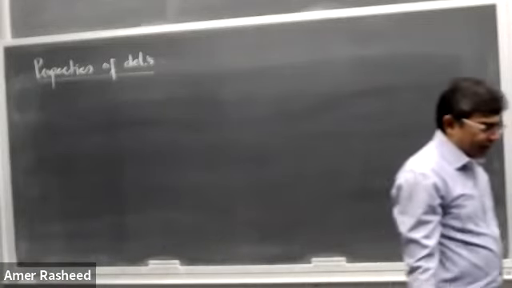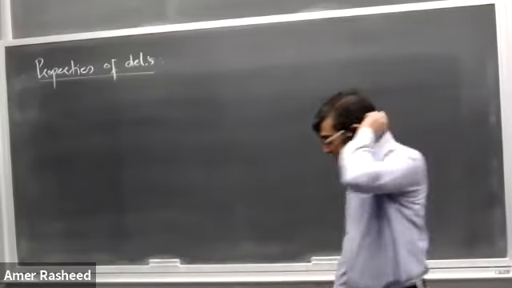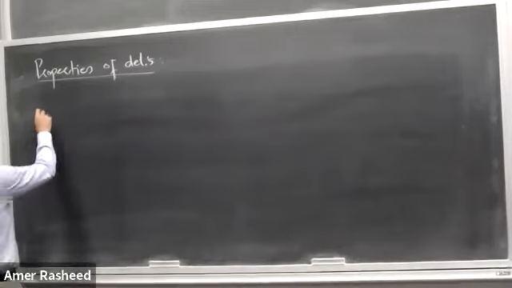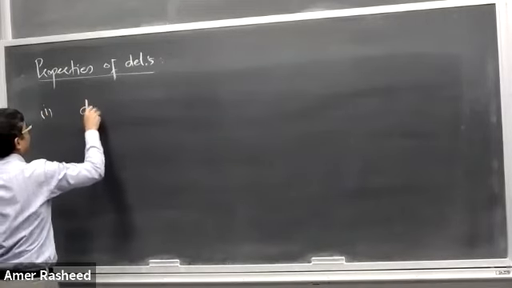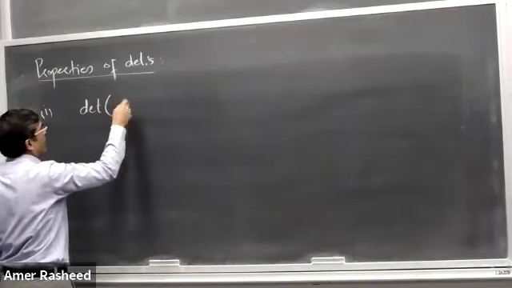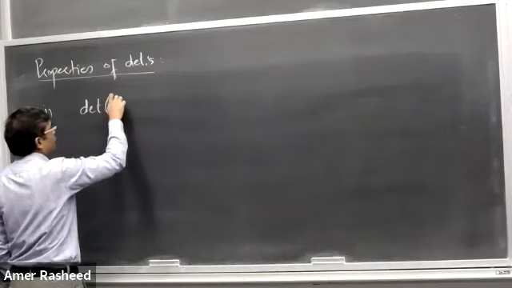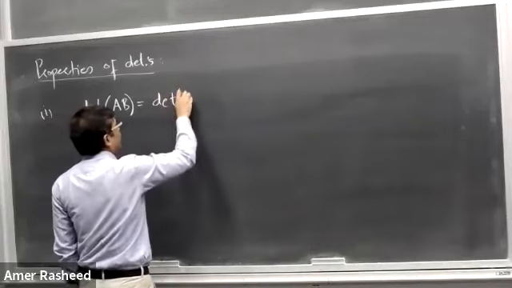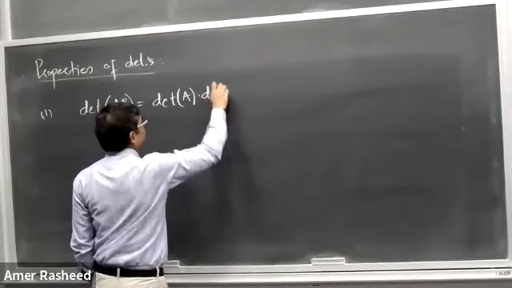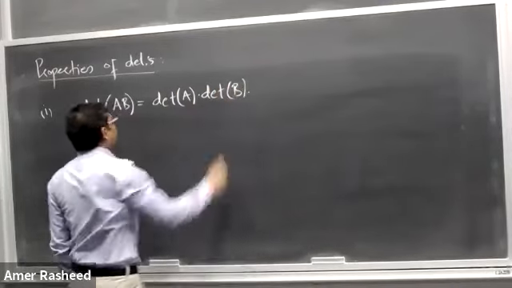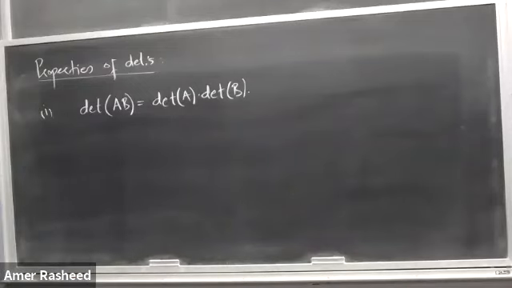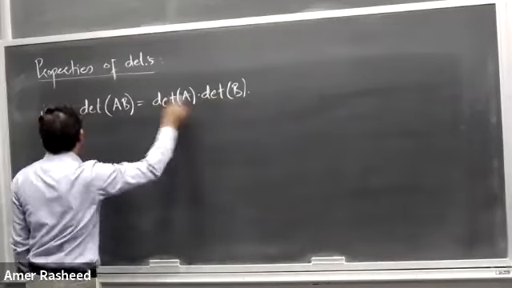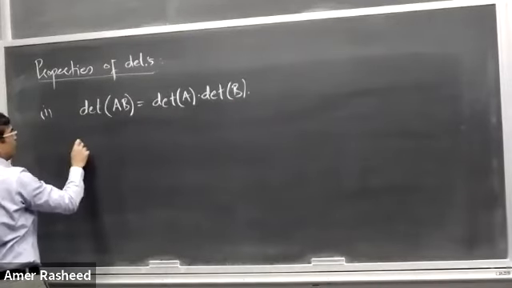One property which I forgot to tell you about, which came into my mind later on, is this property: the determinant of the product of two or more matrices is equal to the product of their respective determinants. Determinant of A into B is equal to determinant of A into determinant of B. We can generalize this property as well.